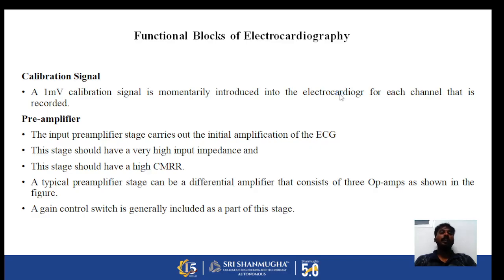Calibration signal. A 1 mV calibration signal is momentarily introduced into the electrocardiograph for each channel that is recorded. Preamplifier.